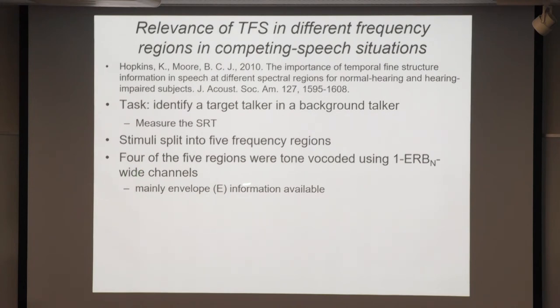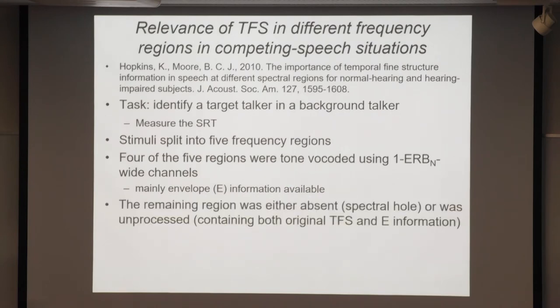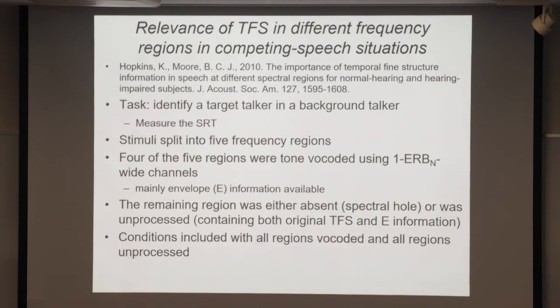So these channels conveyed mainly envelope information. The temporal fine structure was disrupted. And the remaining region was either absent. We filtered out that spectral region, so there was a spectral gap or hole in the stimulus. Or that region was unprocessed and had both the original temporal fine structure and the original envelope information.